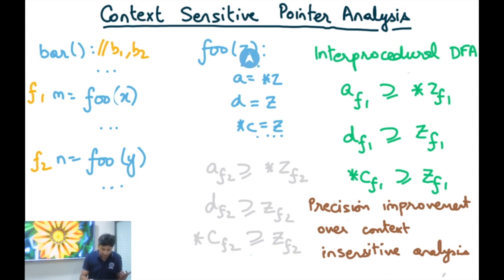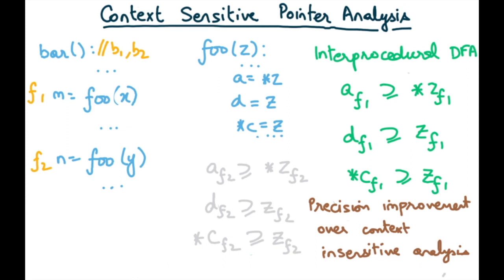And if I analyze the same body in a different context, say F2, then I update the constraints of the corresponding variables. For example, here I'm going to say AF2 is updated using star ZF2, DF2 is updated using ZF2, and so on. So this is also a precision improvement, because let us say that Z had a different points to set because of F2, then I'm going to have different values that are going to flow into AF2 than what will flow into AF1. And so this will give me more fine-grained, more precise information than a context-insensitive analysis.